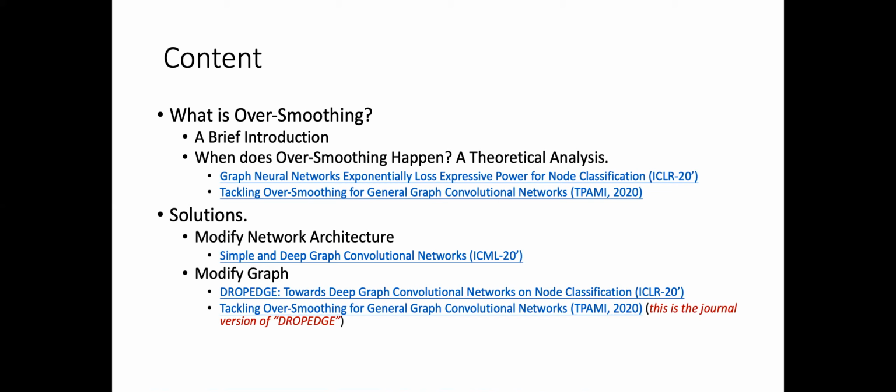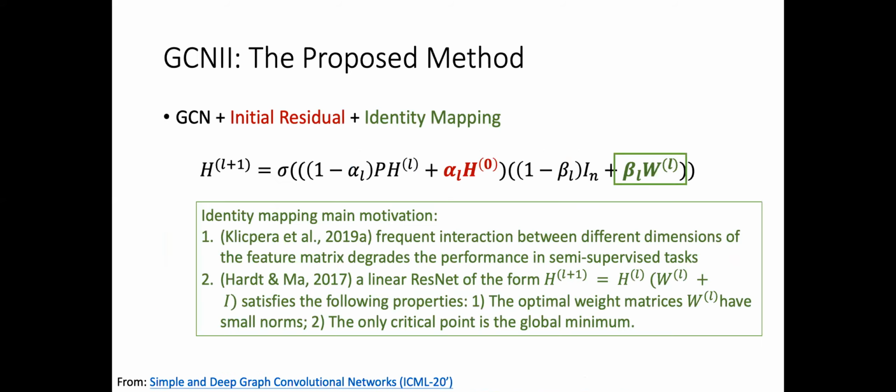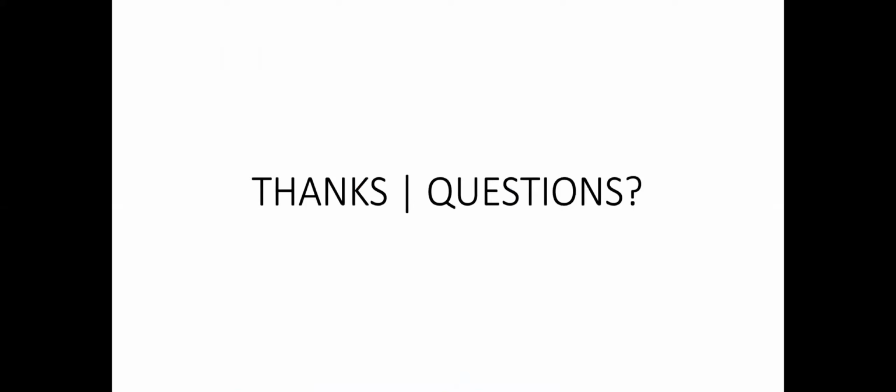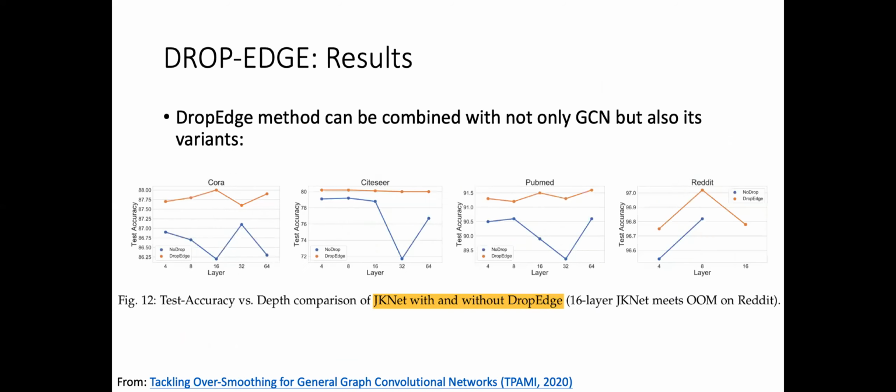And then we moved to the second part, which is the solutions of the oversmoothing problem. Basically, the methods can be divided into two types. One is to modify the network architecture, where we try to add the residual links and also add the identity mapping in the weight section. The second type of solution is to modify the graph, which is to drop a certain number of edges at the start of every training epoch. And the experiment results show both types of methods are very effective, and these two types of methods are actually complementary to each other.